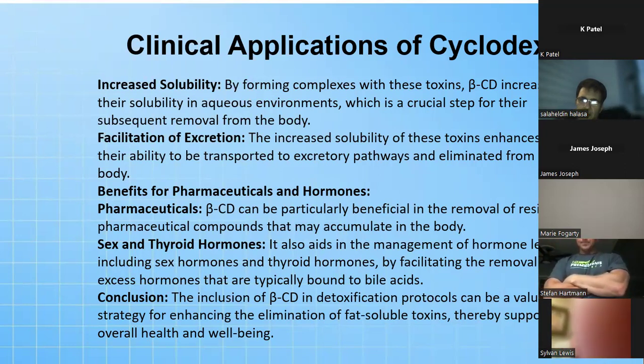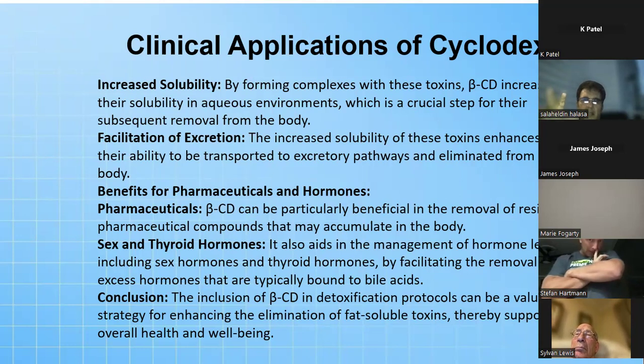So I have a question there. What happened is that it facilitates the removal of the excess hormones that are typically bound to the bile acids. So after you get the excess hormone, let's say xenoestrogens, and then you have them loaded inside a cyclodextrin, how is the body going to get rid of it? The body will be dealing with it as a fat thing, and the liver will take them and secrete them through the bile.